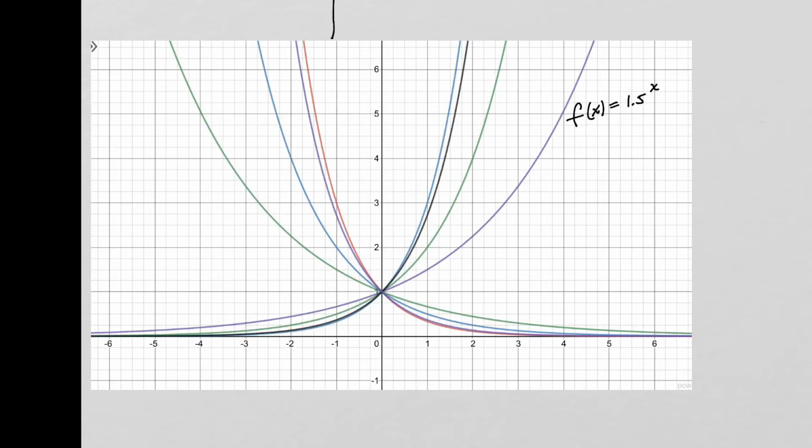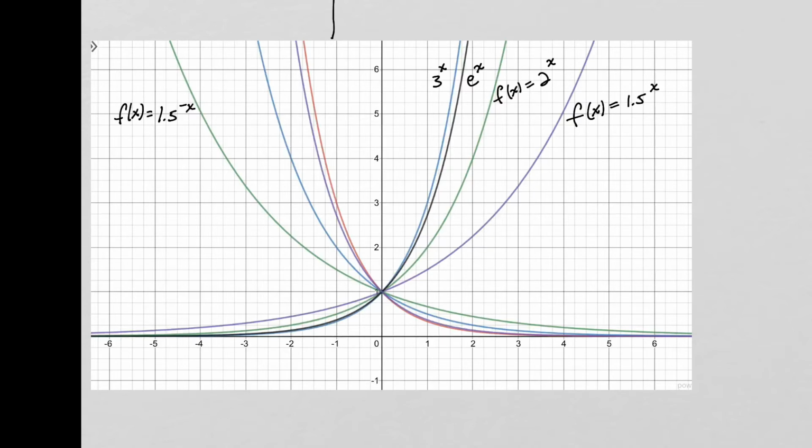The green one is f of x equals 2 to the x. The black is e to the x, right? So remember, e is like 2.7-ish. And then the blue one above it is 3 to the x. And then on the other side, it's going to be 1/2, 1/3, 1 over e. But the easier way to write this is to think of this as 1.5 to the negative x. So that would be the green one.